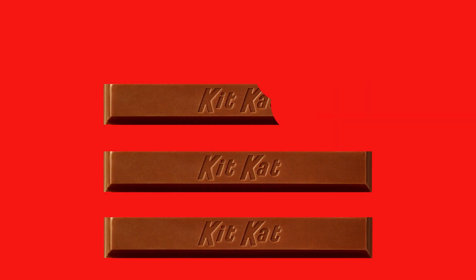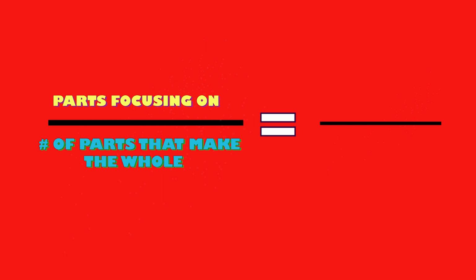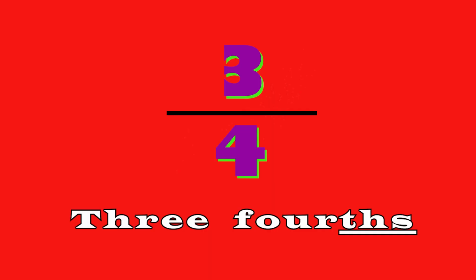Now let's say I eat another piece. You know what? I'll have one more. Nom, nom. What fraction of the candy bar have I eaten now? So, how many pieces am I focusing on? I'm focusing on the 3 pieces that I ate. So the parts that we are focusing on is 3. And the number of pieces that make the whole bar is still 4. So our fraction is 3 over 4, or as we would say, 3/4.